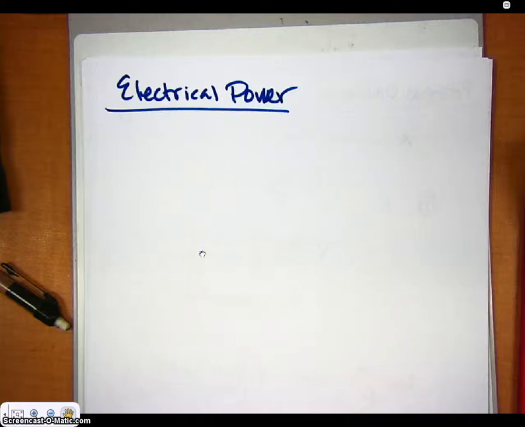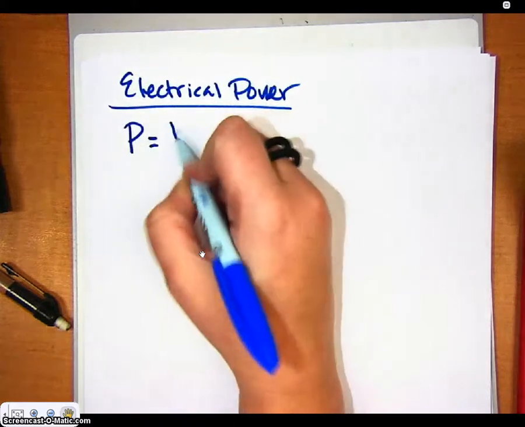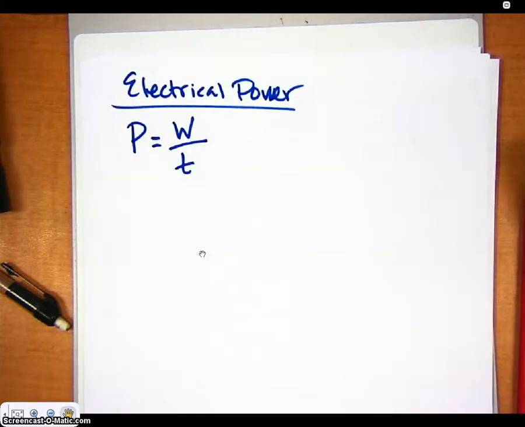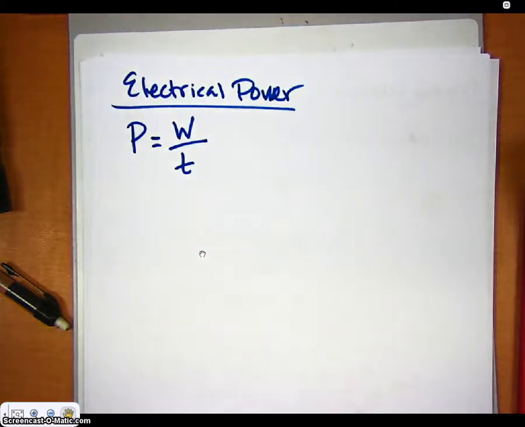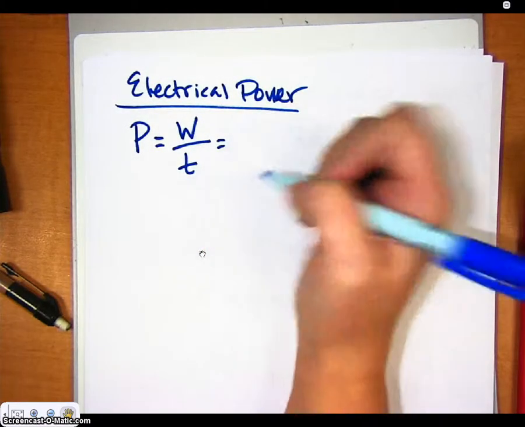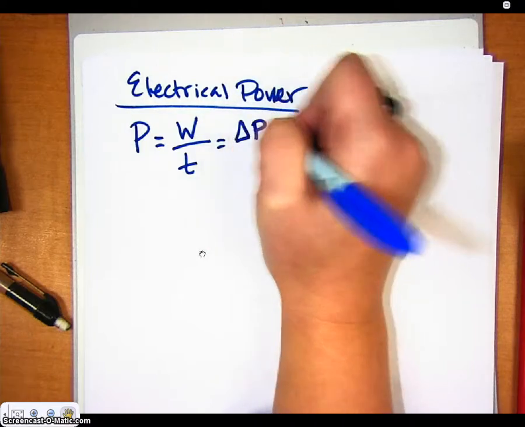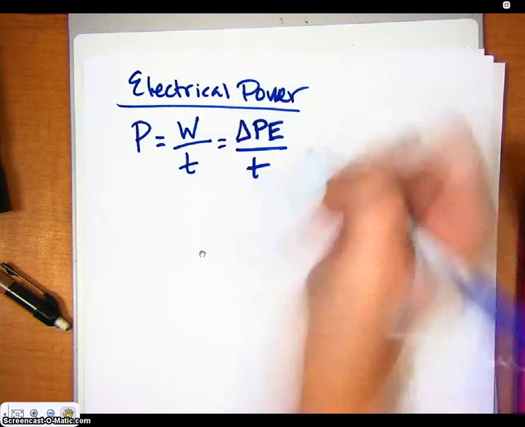I'm going to talk about electrical power. If you recall from the unit on energy, we learned that power is actually work over time. Okay? And we know that work is also the change in energy, or in this case, the change in potential energy of an electron. So, it's the change in potential energy over time.